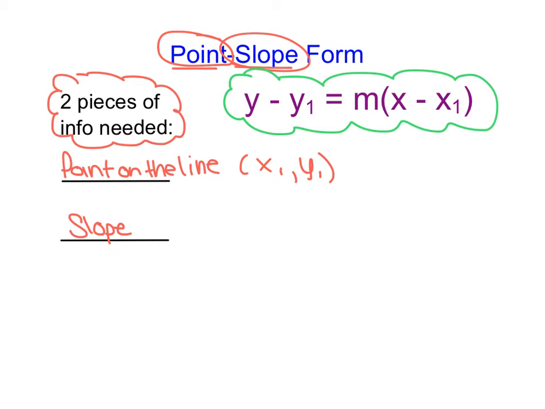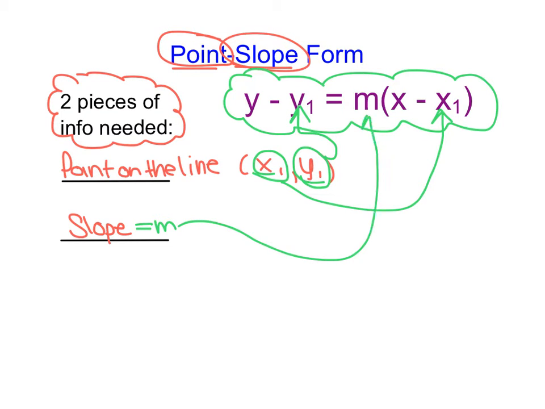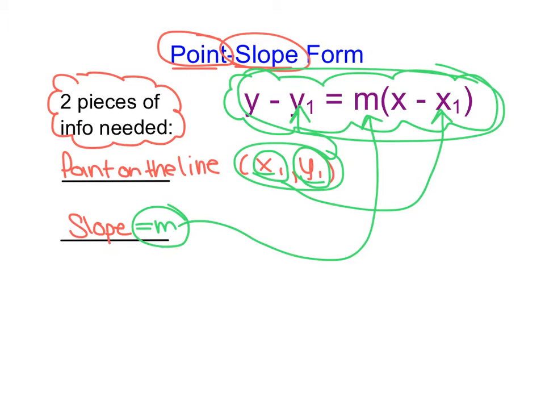And essentially what's going to happen is we're going to take the x of our point and replace it into the x1 spot in point-slope form. Then we're going to take the y of our point and substitute it into the y1 spot of our equation. And then remember, a fancy letter for slope is m, so we're going to take our slope and substitute it in for the m slot. So all we're doing is taking these key pieces of information and substituting them into this equation.